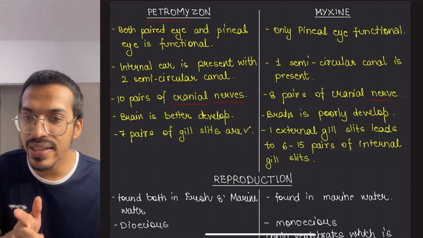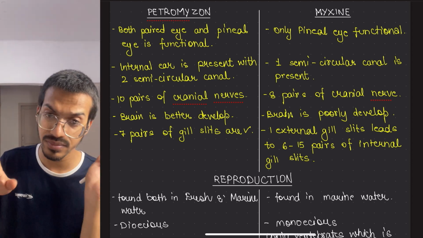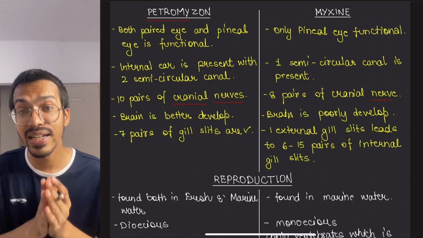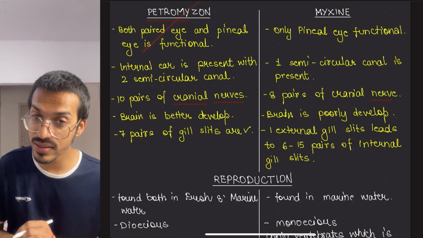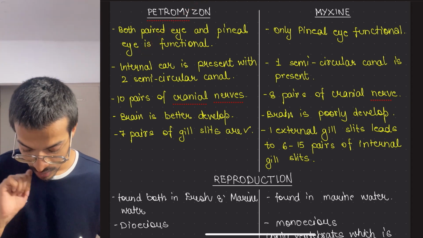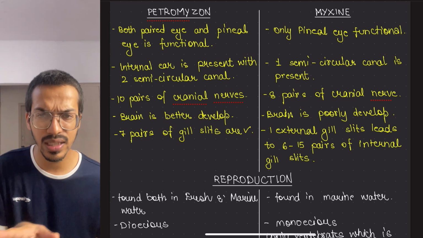This kind of migration back to the sea, from this to the other, is called what? This kind of migratory habit is seen in the petromyzon, and we have a name for it. What is the name for it? We will learn it, but let's just see what the difference is between each of them.